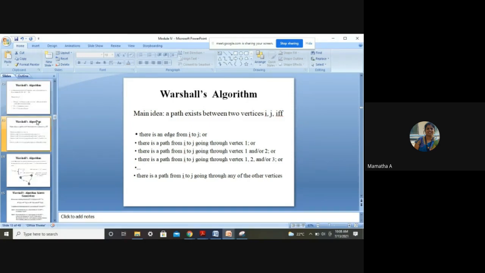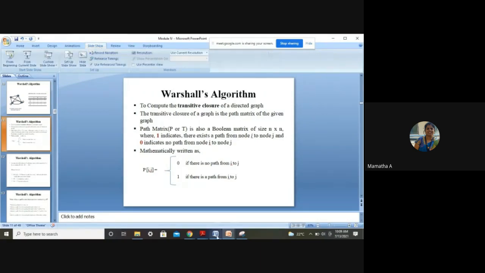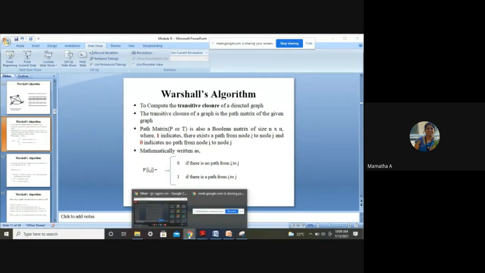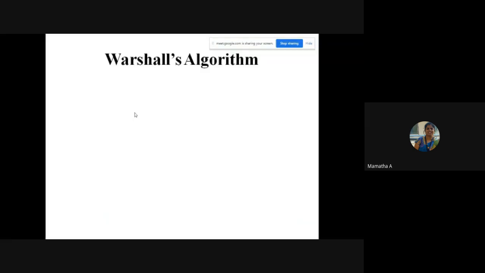So in today's class we will learn what Warshall's algorithm deals with and how to solve a problem using it. As I stated in the previous class, Warshall's algorithm is basically used to compute the transitive closure of a directed graph. Fine.